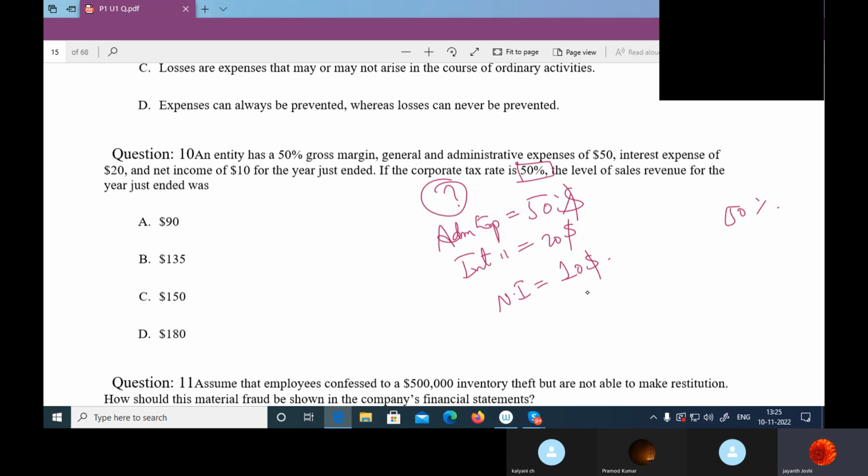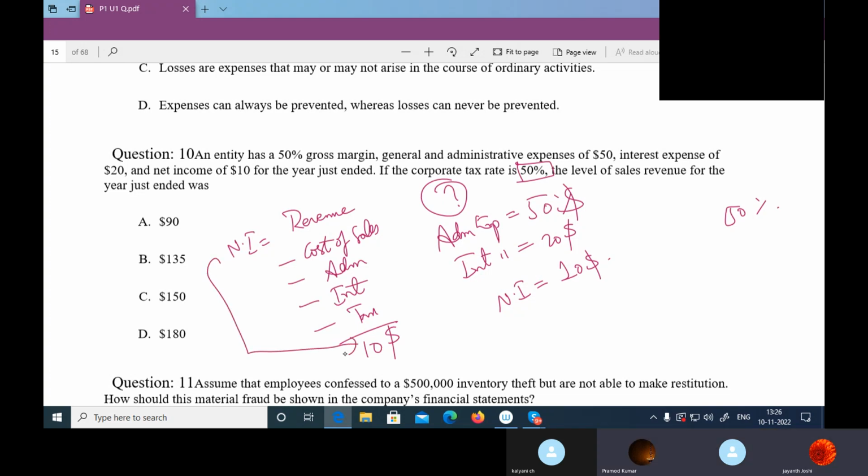Very typical question, correct? So this is a very good question. We'll go step by step. See, net income means what? Net income is revenue minus cost of sales, minus administration expenses, minus the interest and whatever else is given, and minus tax as well. So you get $10, correct?